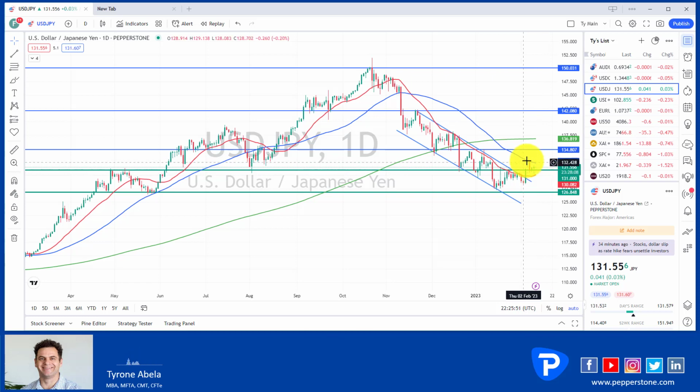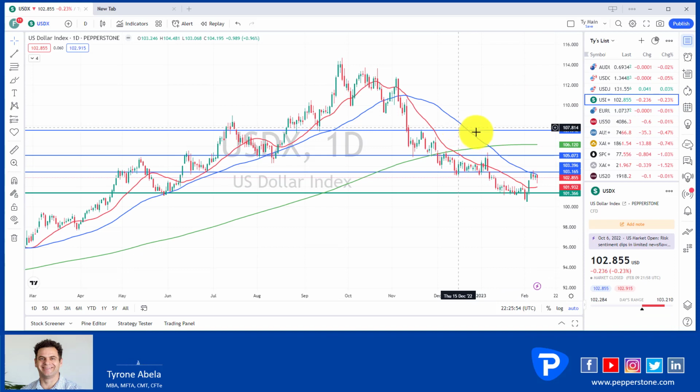So yeah, either way to play it, I think you've got pretty good zones on both sides. Scalp between these levels, and then once we get a serious break on either side, we can start aiming to the key levels after that. All right, we'll move over to the dollar index now.